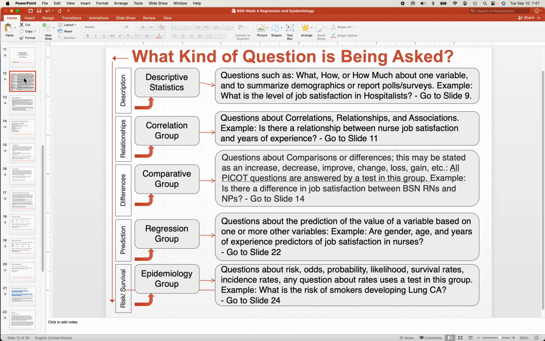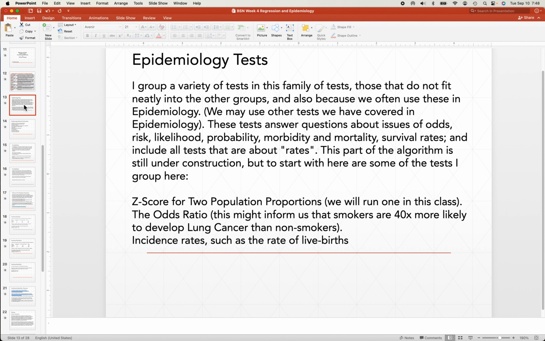So for each of these in my algorithm, which I'll go over in greater detail in another session, I have us directed to a different slide. Those slides have the different types of tests that are in that group. So if we read a question such as, what is the risk of smokers developing lung cancer, we can go down this list of different tests, and we can rule out other test groups based on the question, often based on as little as one word in the question. And that allows us to determine which test would be the best test for that question given the data we have.